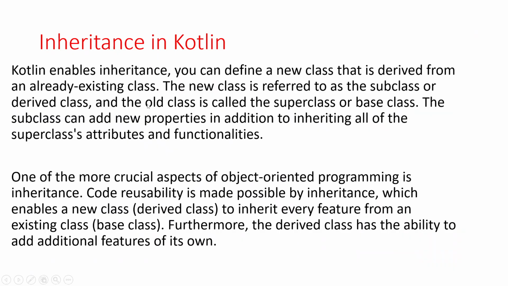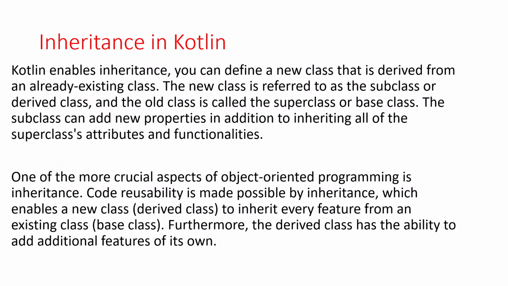So, what is inheritance? Kotlin enables inheritance. You can define a new class that is derived from an already existing class. The new class is referred to as the subclass or derived class, and the old class is called the superclass or base class. The subclass can add properties in addition to inheriting all the superclass attributes and functionality. One of the most crucial aspects of object-oriented programming is inheritance.